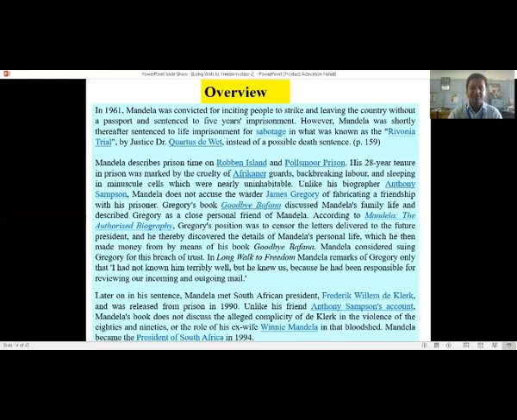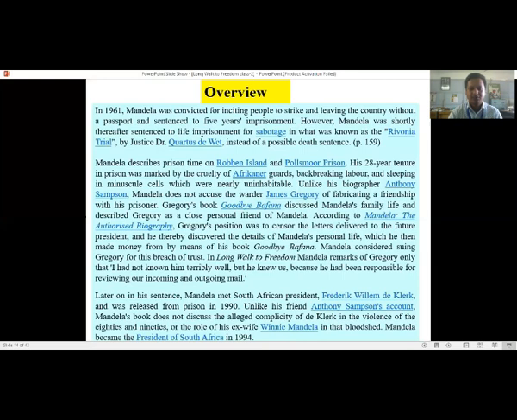Unlike his friend Anthony Sampson's account, Mandela's book does not discuss the alleged complicity of de Klerk in the violence of the 80s and 90s, or the role of his ex-wife Winnie Mandela in that bloodshed. Mandela became the president of South Africa in 1994.